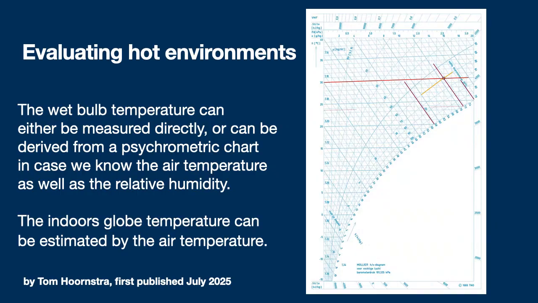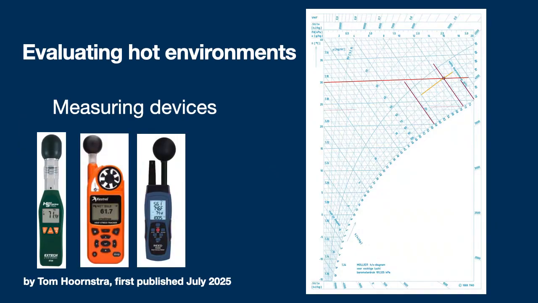The global temperature indoors. Well, indoors we have no solar influence, and then the global temperature can be taken by the air temperature. What we also can do is buy a measuring device, and that provides us the outcome. So we can do that for indoors and we can do that for outdoors. But now we will go further in with our pool attendant.